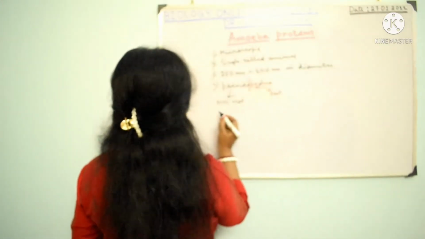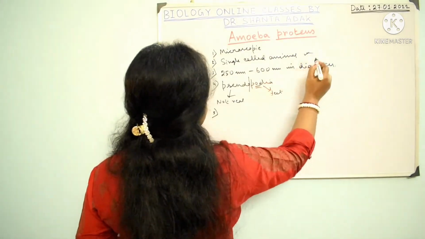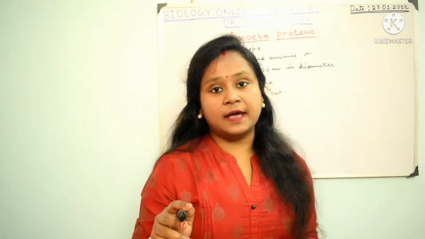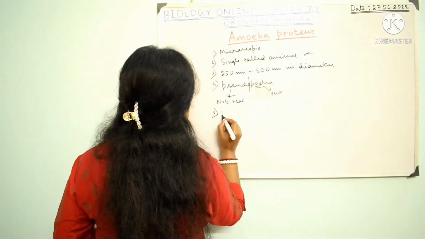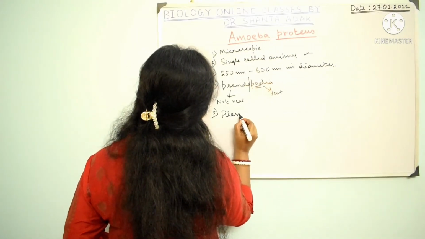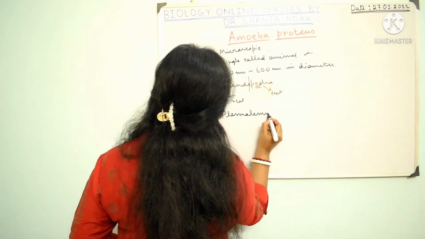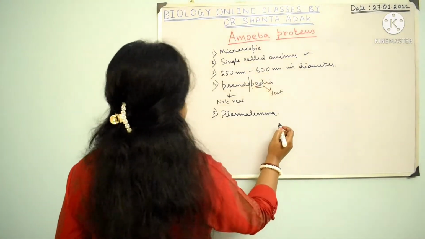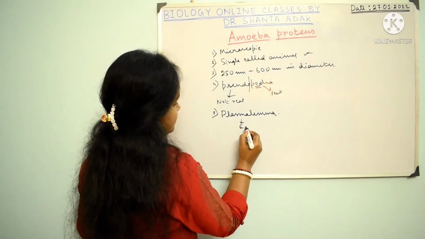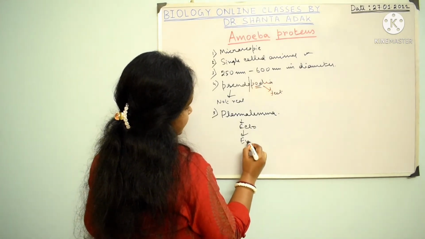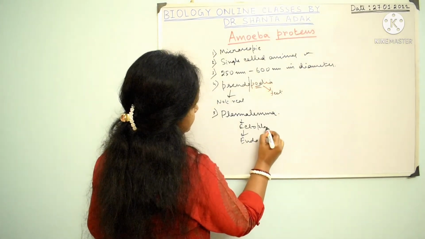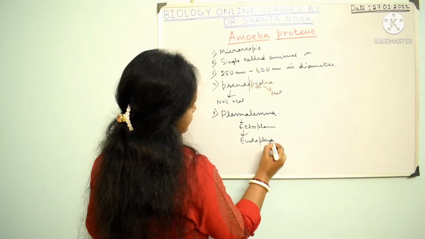This single-celled animal is bounded all over by a delicate layer which is called plasmalemma. Below this plasmalemma there is the ectoplasm, and below this the endoplasm, which is surrounded by the ectoplasm. Let's draw a cute diagram of amoeba proteus.